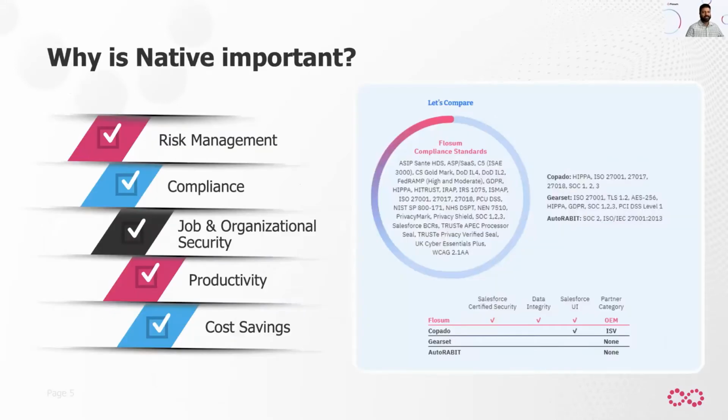So why is this important? Well, the reason why this is important is because there are these 5 pillars that we talk about inside of the shop at Flowsome. You as a customer get better risk management, better compliance, you get better productivity, which translates into cost savings. But most importantly for developers and release managers and architects, this is all about job and organizational security.